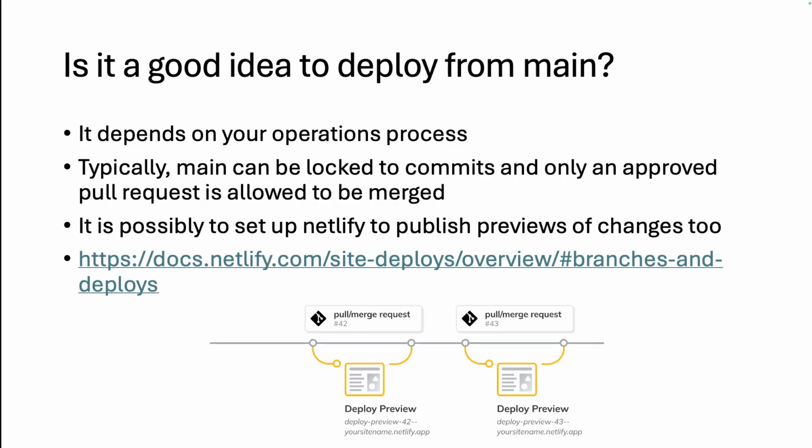So is it a good idea to deploy from main? It kind of depends on your operations process. Typically main can be locked to commits, and only an approved pull request is allowed to be merged. It's possible to set up Netlify to publish previews of changes too. So if it sees that you have a change or a branch, it could launch another site for that branch, and you could go check it out, make sure everything's happy and do some QA testing on it. Won't cover that here.